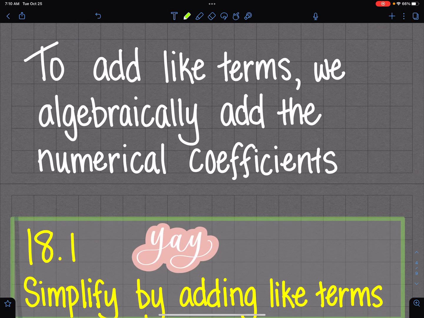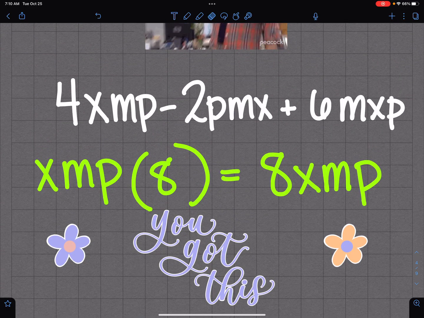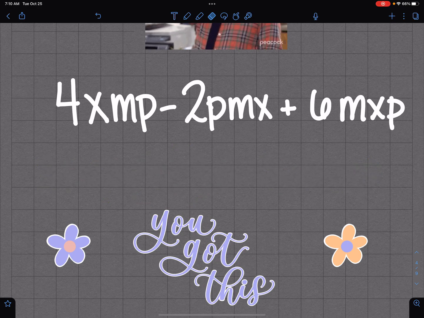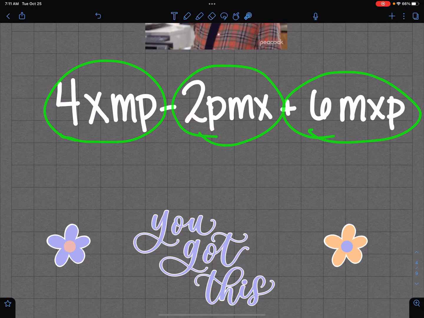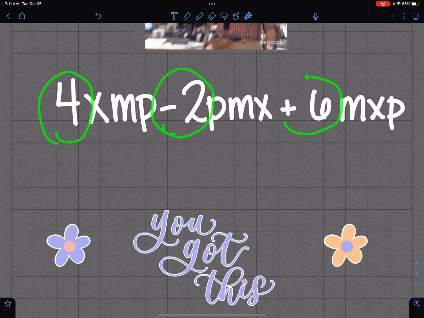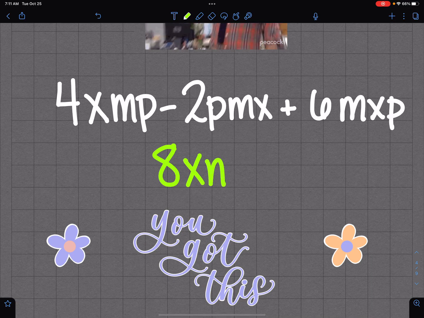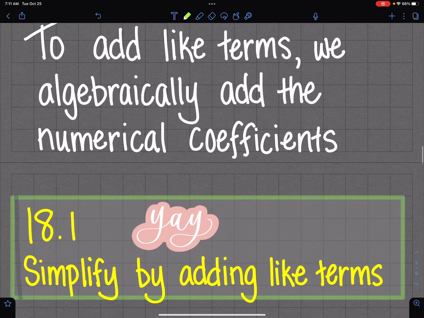So to add like terms, we just algebraically add the numerical coefficients. I did it the long way because I know you can handle it, but here's the simpler way to do it. You can say, aha, I see that these are all like terms. Since they're all like terms, I can add the numerical coefficients: 4 minus 2 plus 6, which is 8, and then XMP. Bam! Even easier that way, right? So to add like terms, you algebraically add the numerical coefficients.